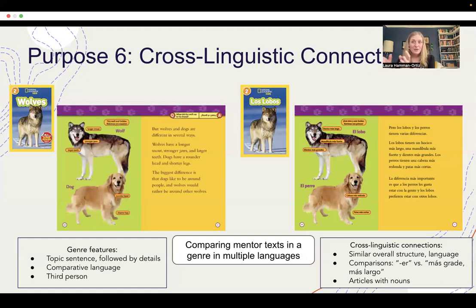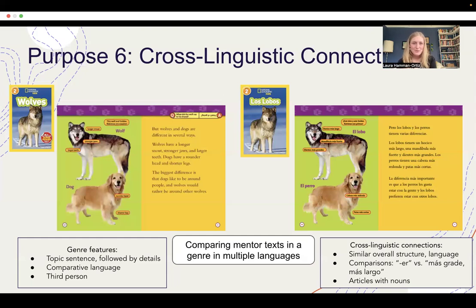So we see that not only do the comparative words come after the noun or the thing they're describing, but we also see they're using the words "more," right? More long, more strong, more big, right? So that's an interesting comparison to point out to students.